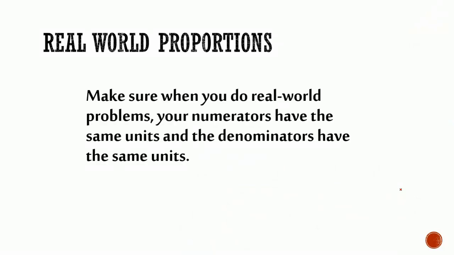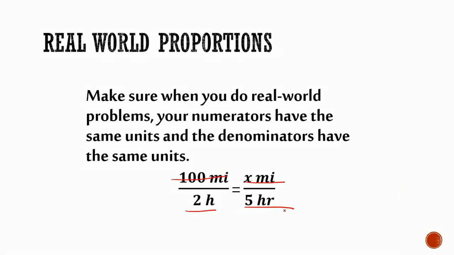Now, some real-world proportions. When you do real-world problems, you need to make sure your numerators have the same units and denominators have the same units. What do I mean by that? I mean that you want miles on top and miles on top, hours on the bottom and hours on the bottom. You can't confuse the others, or you will not get the right answer. So make sure if you put something on top, you keep it on top for the other ratio.